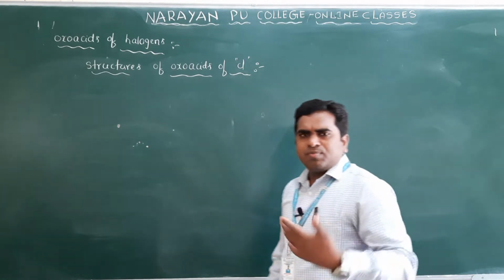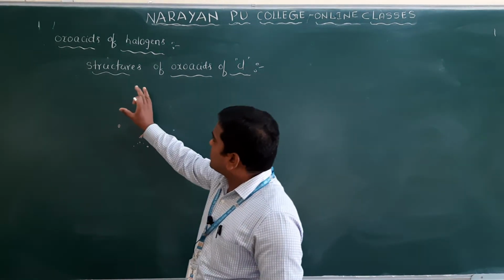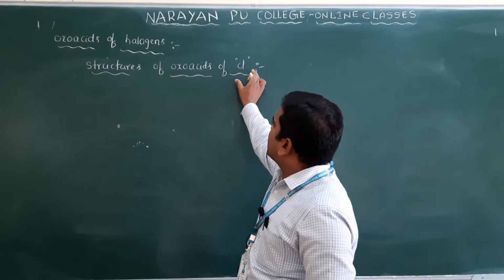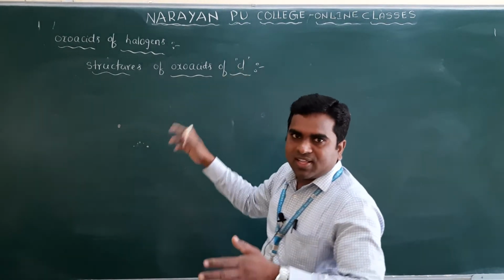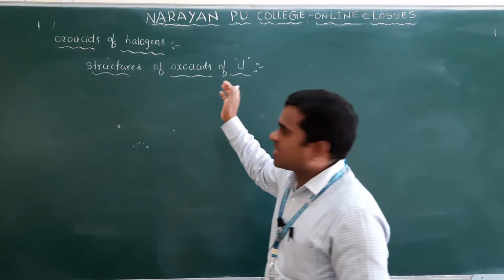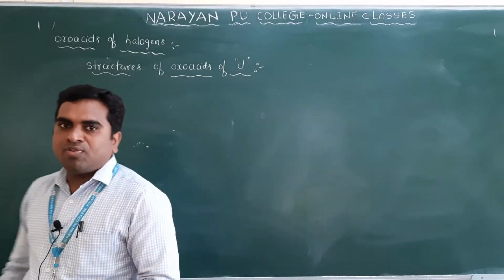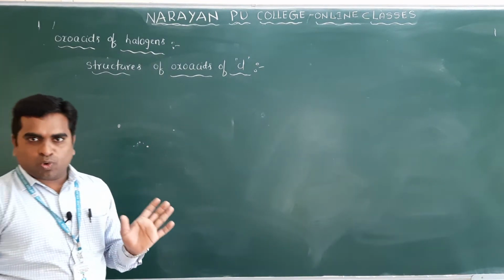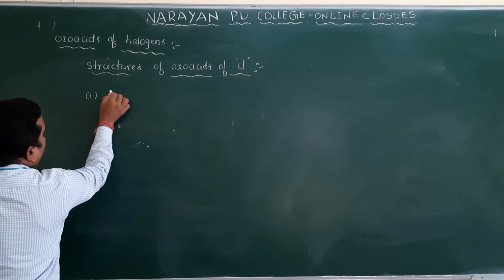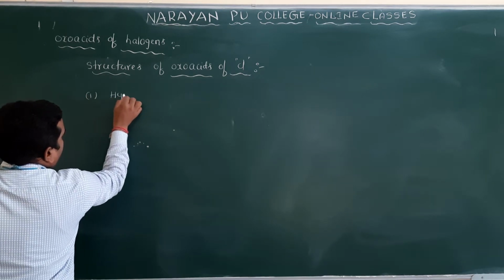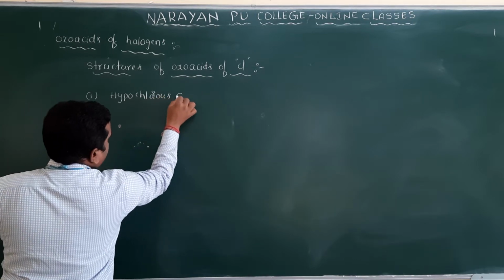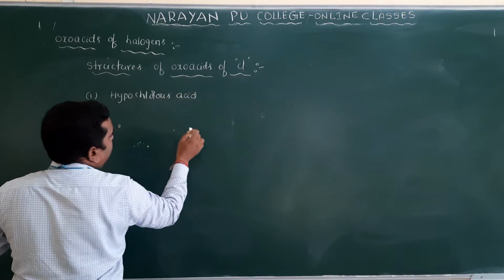Now we have to discuss the structure of these oxo acids. I will first discuss the structures of oxo acids of chlorine, and the same structures will be there for fluorine, bromine, and iodine also. That's why I will discuss only the structures of oxo acids of chlorine. Clear? The first one here is hypochlorous acid.